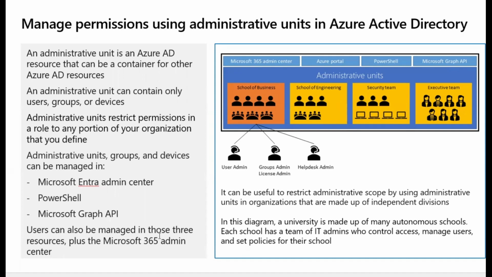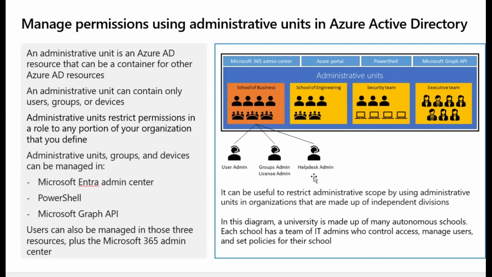Users can also be managed in those 3 resources plus Microsoft 365 Admin Center. So all these options we're going to look at as well. Now, administrative units: we have schools of business, schools of engineering, security team, executive team. In this way, we can separate. And under school of business, maybe we have some groups like user admin, groups admin, license admin, help desk admin, etc.